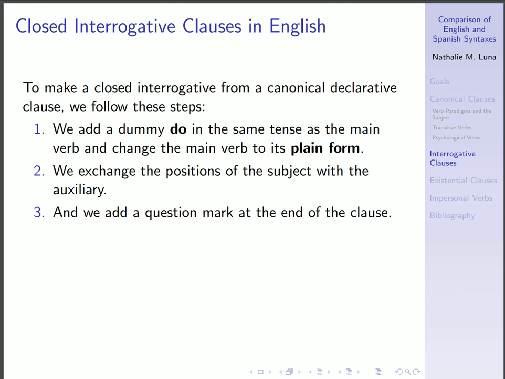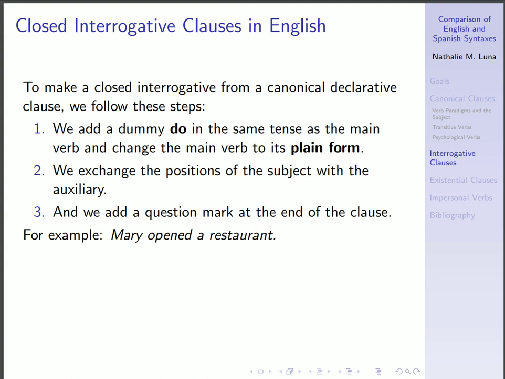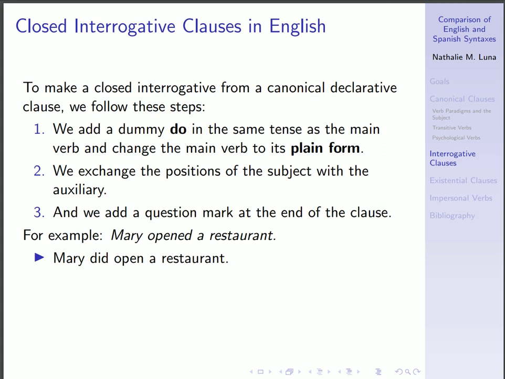So to make a closed interrogative from a canonical declarative clause, we do these three steps, which I'm just gonna go ahead and do an example. So we have Mary opened a restaurant. The verb is opened. It is in preterite tense. So since it doesn't have an auxiliary, we're going to add a dummy auxiliary do in the preterite tense, which is did, and then we're going to switch the main verb opened to its plain form, which would be open. So the first step is we'll change the sentence into Mary did open a restaurant.